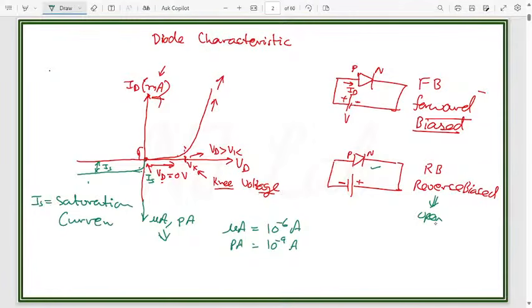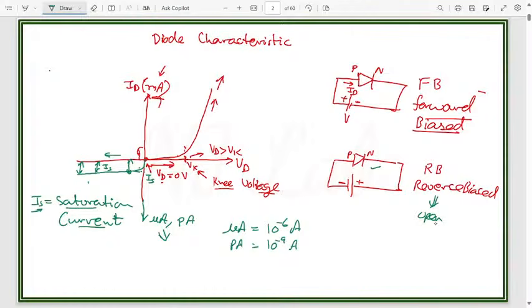Saturation current. Why is it known as saturation current? Because, as you can see, the level of this current is not increasing; it is the same. It means that as we increase the voltage in the negative side, the current is still not increasing, and since the current is not increasing, it has reached its maximum level. So that is the reason it is known as saturation current, and we represent it with IS.